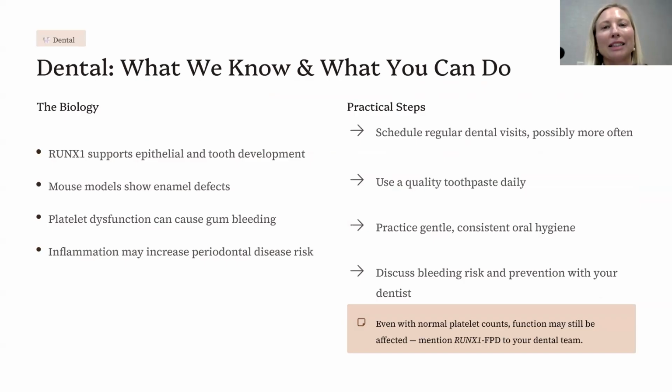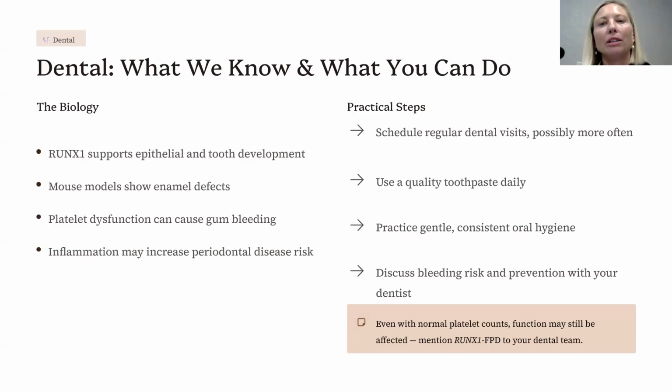From a biological perspective, in mice, so now we're learning, and forgive me, I actually didn't take the time to put all of the citations on every single slide, but I will share with anyone all of the citations that I used to pull this information. In fact, I might just put a whole bunch of citations at the end of the deck, and we can share it. So in mice, we know that RUNX1 plays a role in epithelial and tooth development.